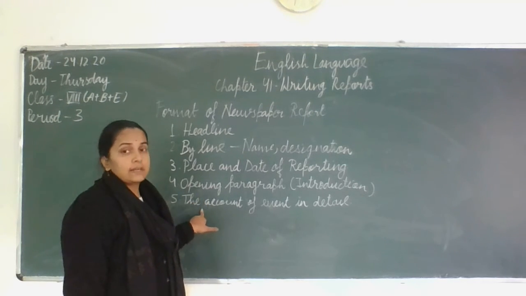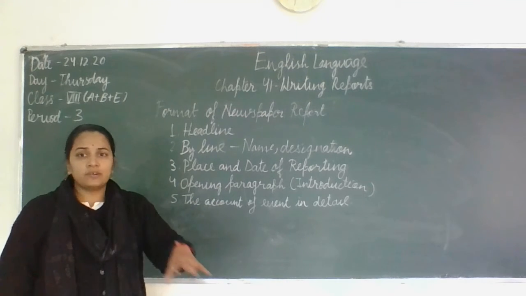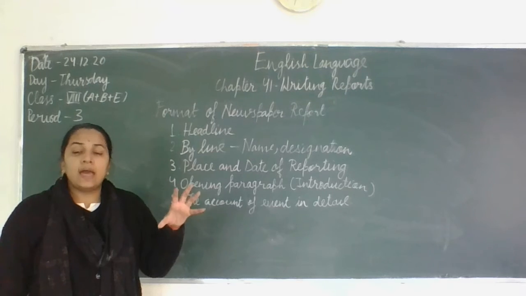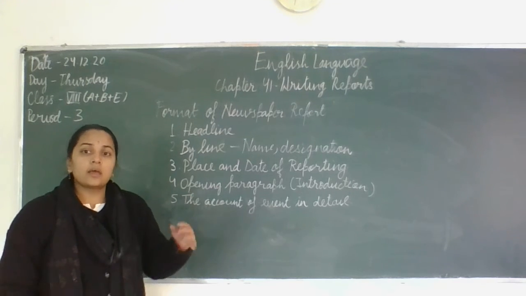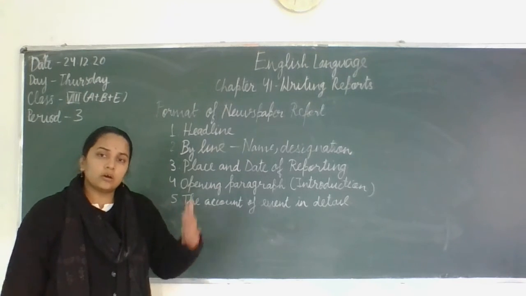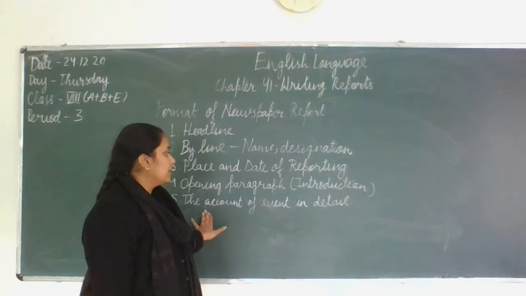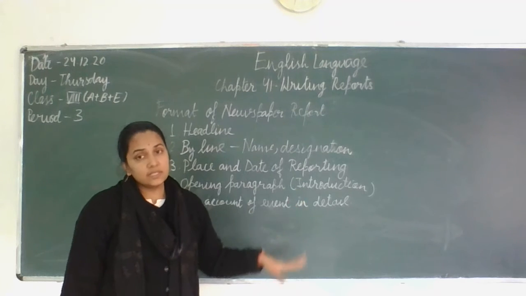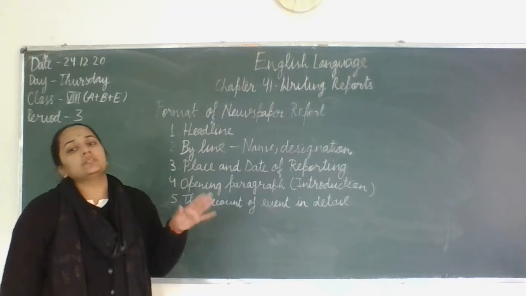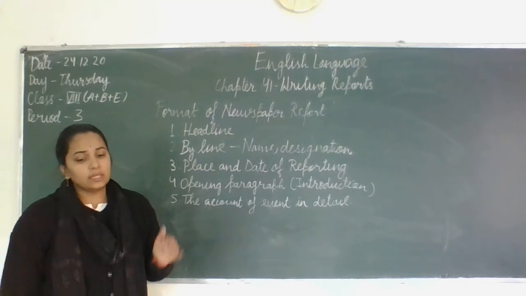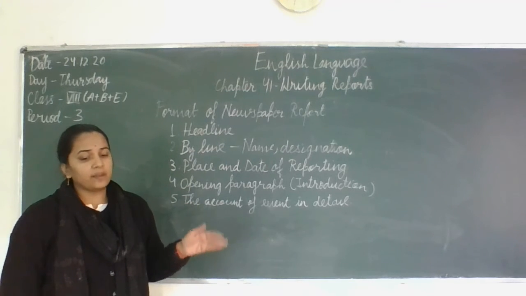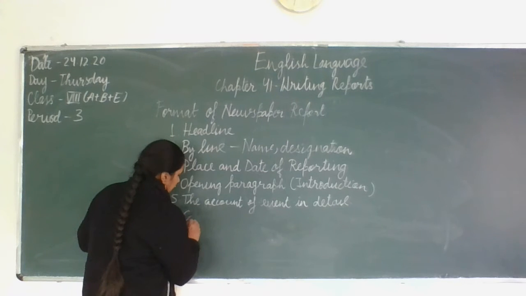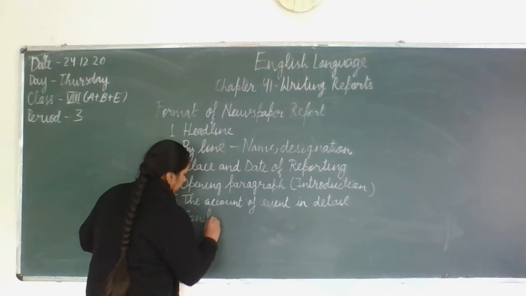Then in the description, this particular train was coming from this station, and from the opposite side another train was coming, and at this time the train stopped. Then the details you will give here in the fifth step, the account of the event in detail. And here also you can divide the information into a number of paragraphs. Then at last, the conclusion or the concluding paragraph.